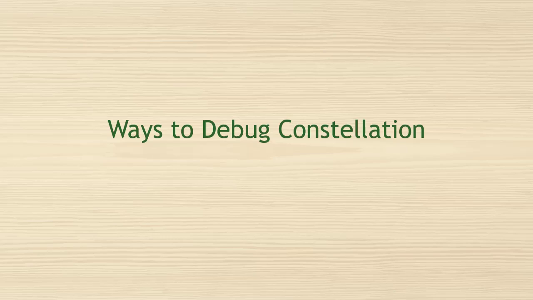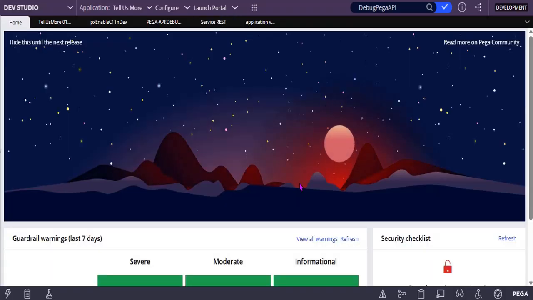Hello everyone, welcome back to my channel. Hope you are doing good. Today we will be seeing a video on what are the ways to debug Constellation application and what are the settings we have to do in our Pega Dev Studio. If you know anything more than this, feel free to comment. Let's get started into the topic.